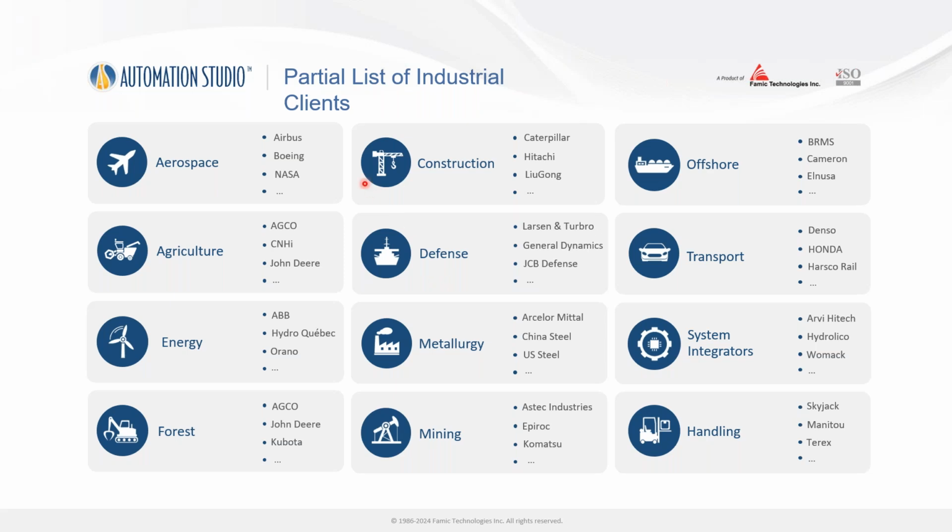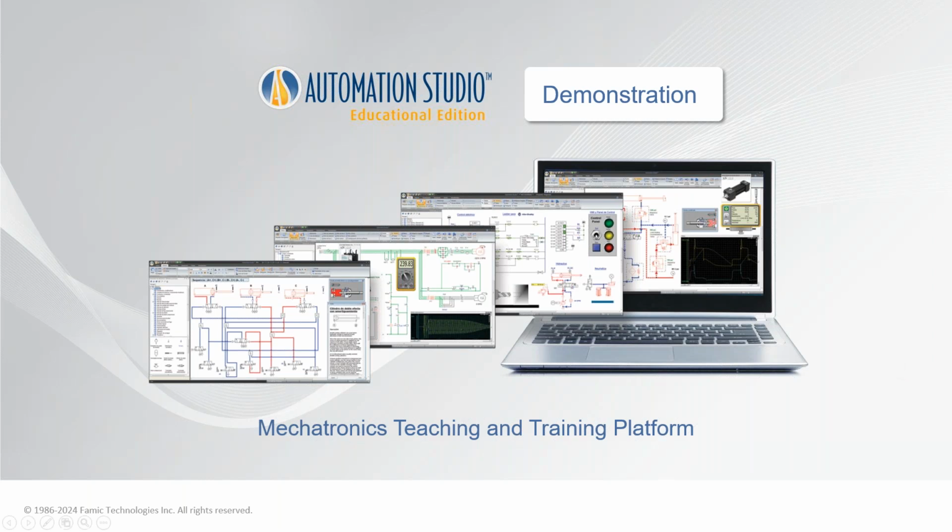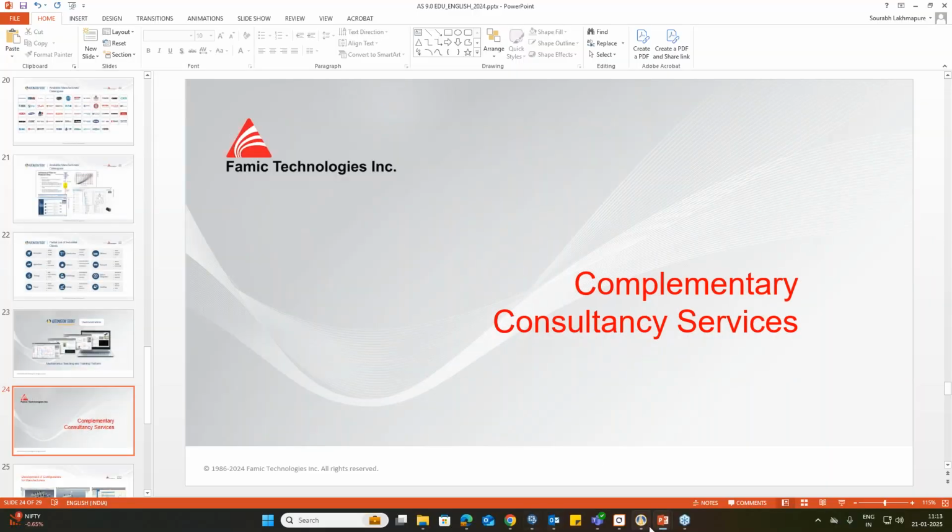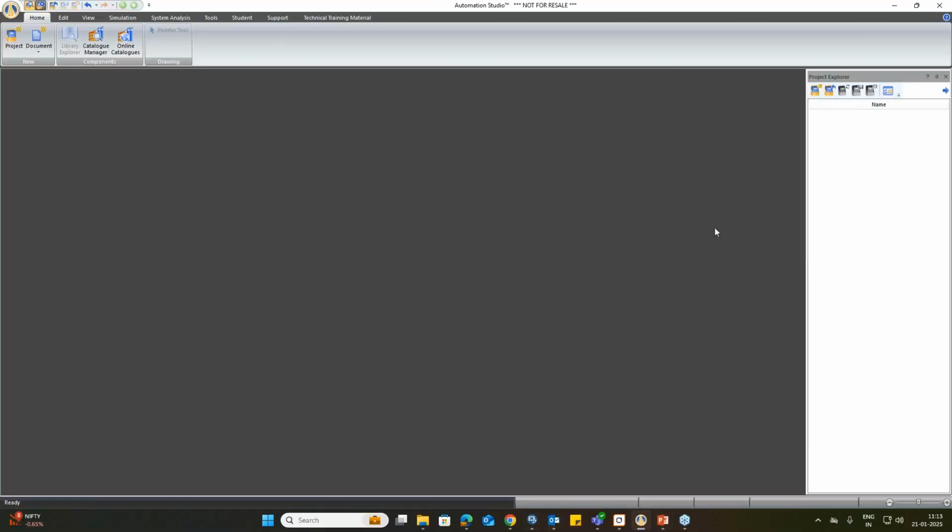This is the partial list of our industrial clients. We have clients like NASA, Boeing, John Deere, Kubota, Caterpillar, Hitachi, L&T, US Steel, China Steel, Epiroc, Honda, RB High-Tech, Terex. Okay, so let's move to the software part.